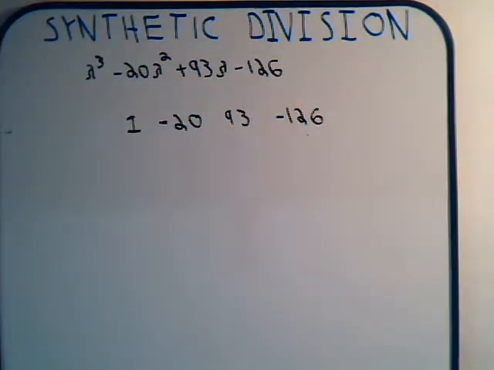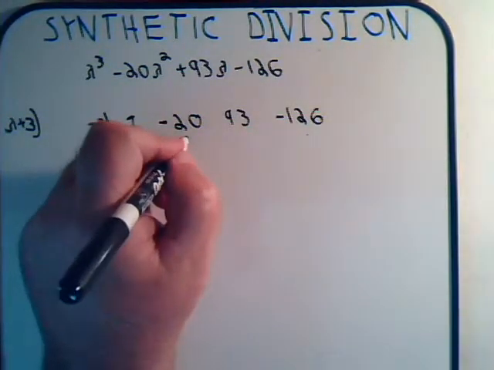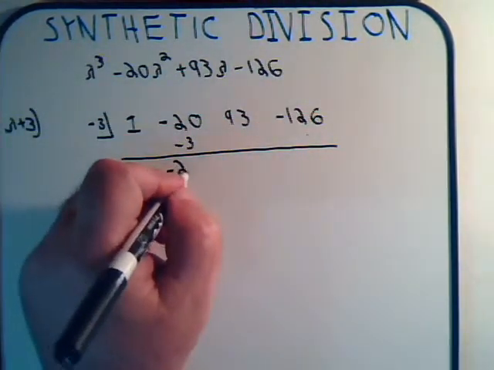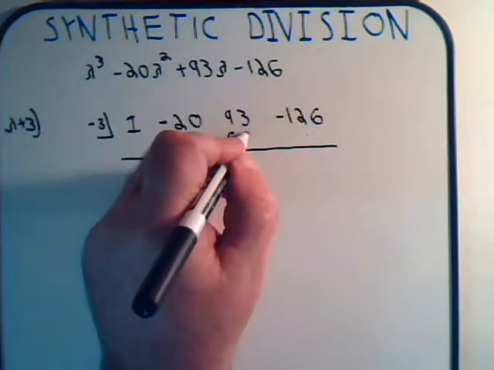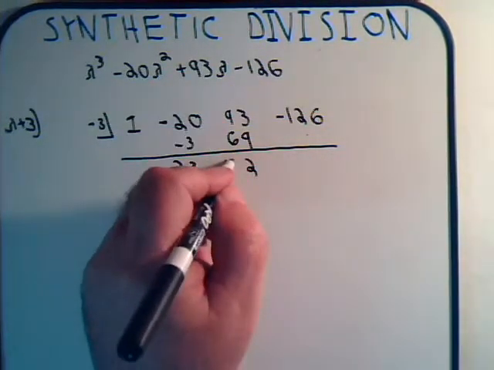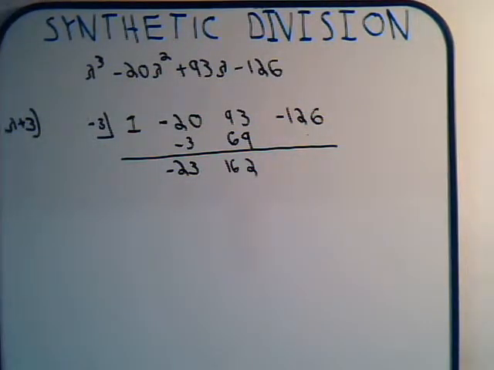How about lambda, say, plus 3? Will that be a factor? So here we write minus 3, and here we write minus 3. Add and multiply, this will be minus 23 times minus 3, plus 69. And let's see, this is 162. 162 times minus 3 is not going to give us plus 126. So don't waste any more time.